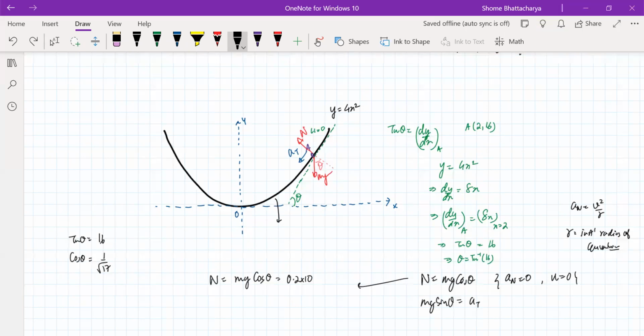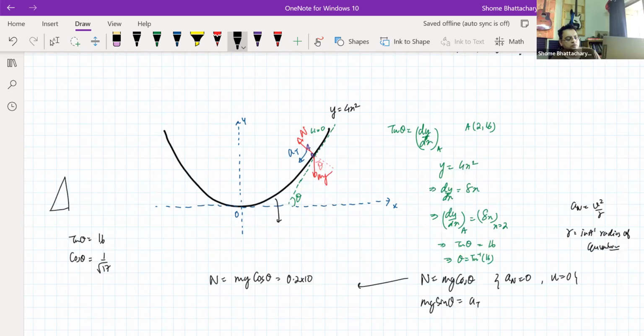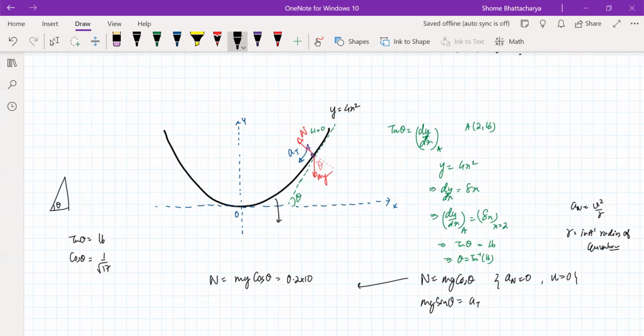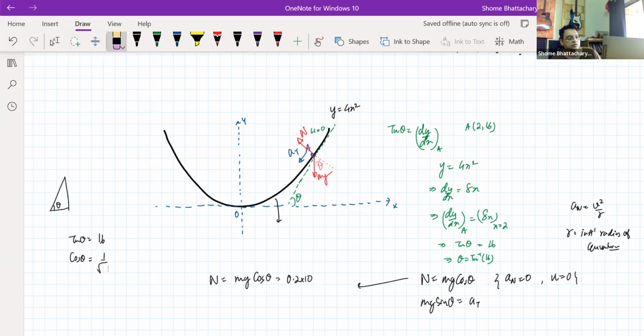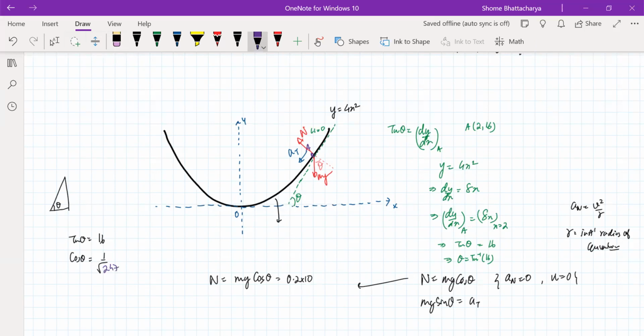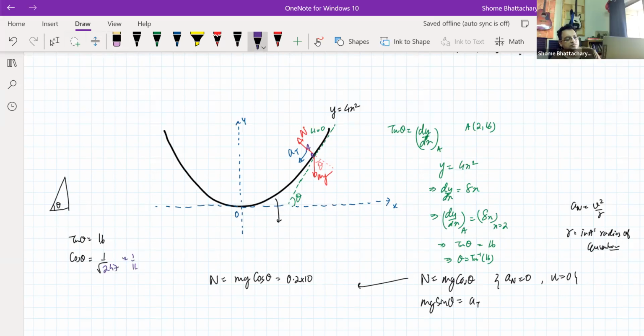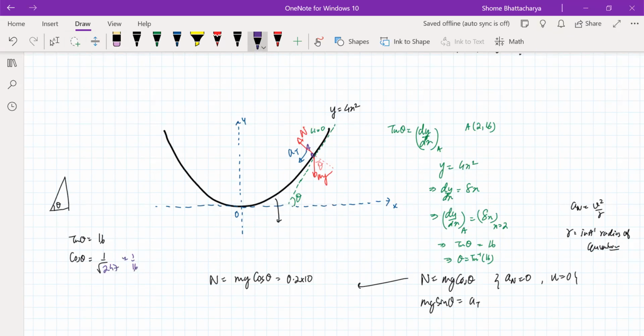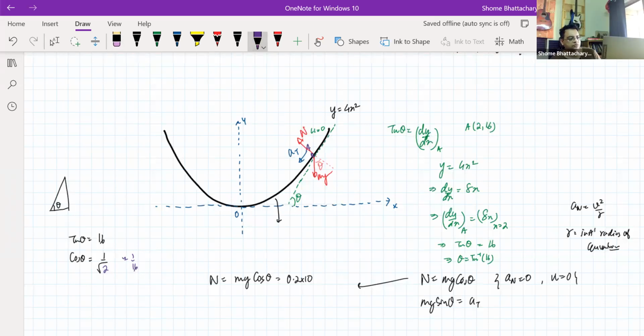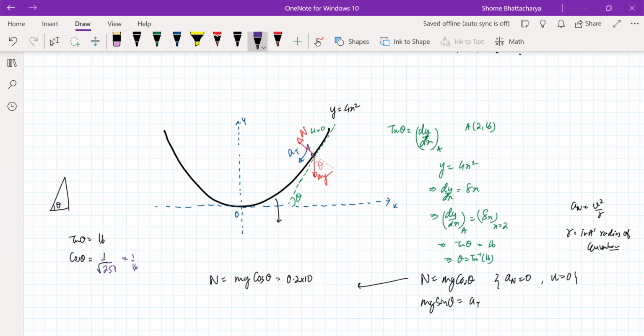So 257. What? So 16 square plus 1, right? Oh, sorry. Yes, my mistake. 16 square plus 1. So 256 plus 1, 257. So it is nearly 1 by 16 only. Root of 257 is only marginally greater than 16, right?